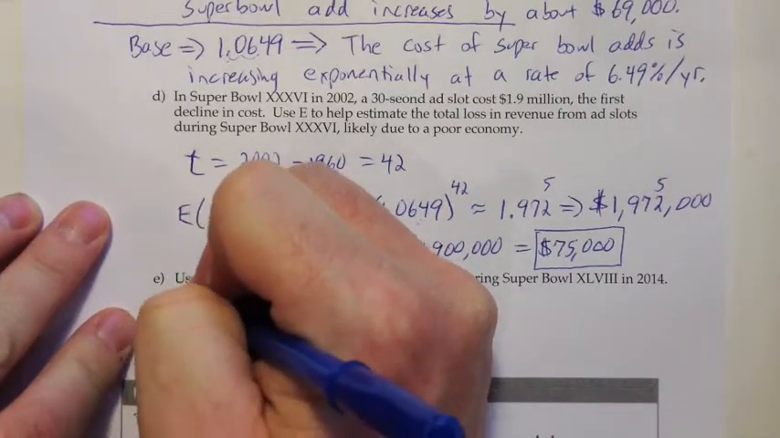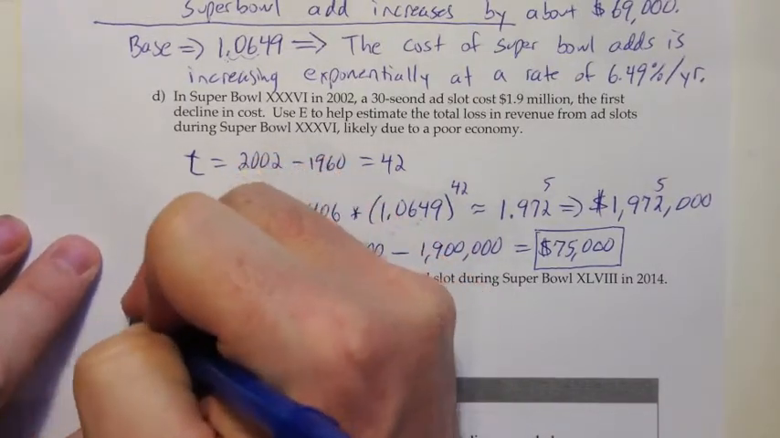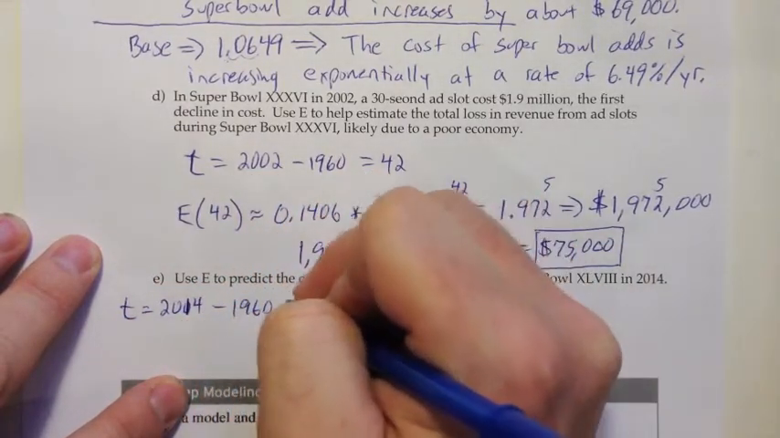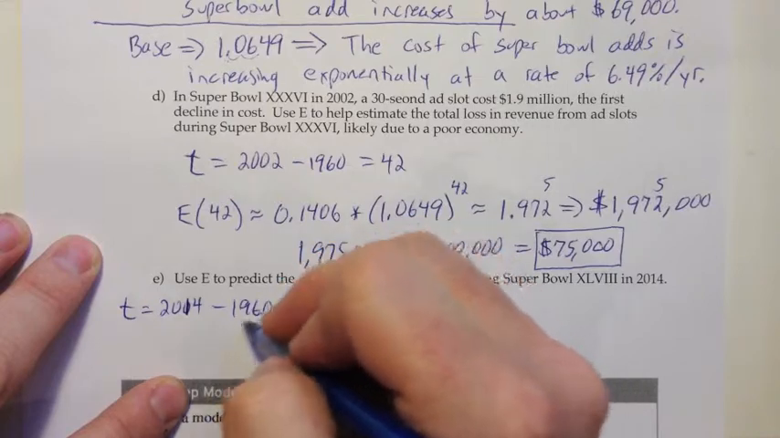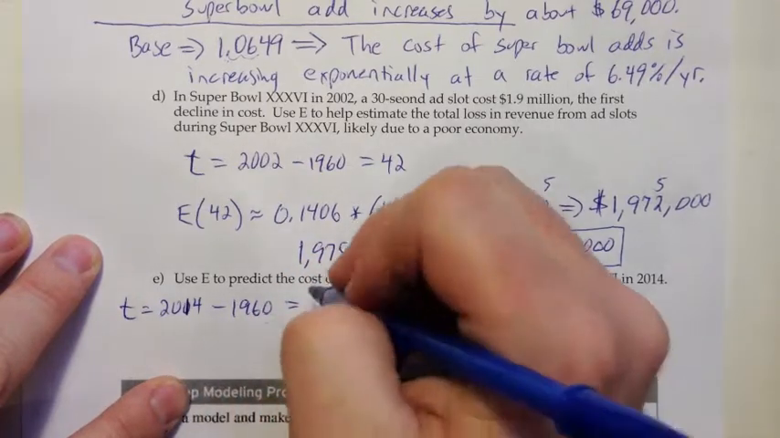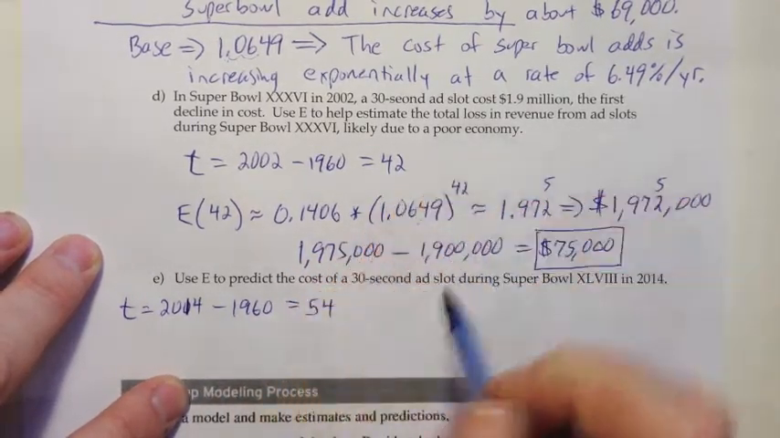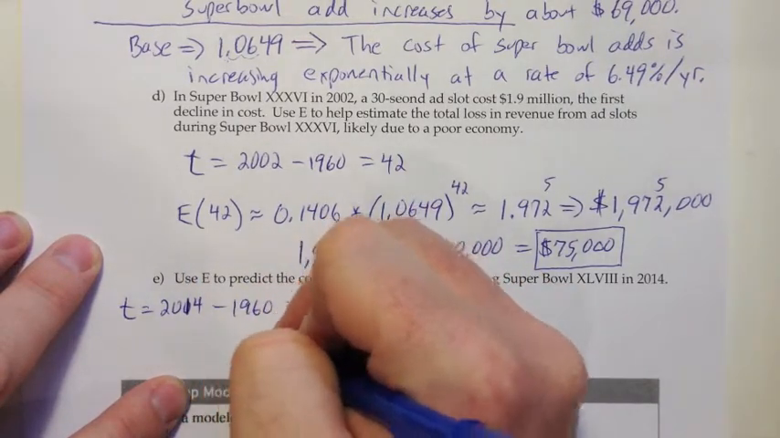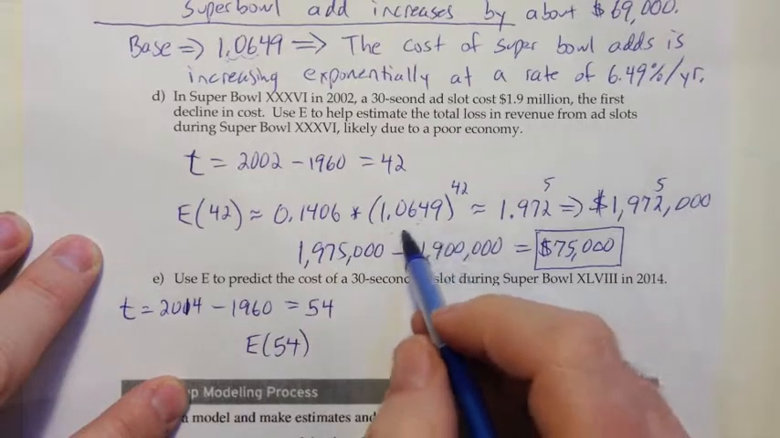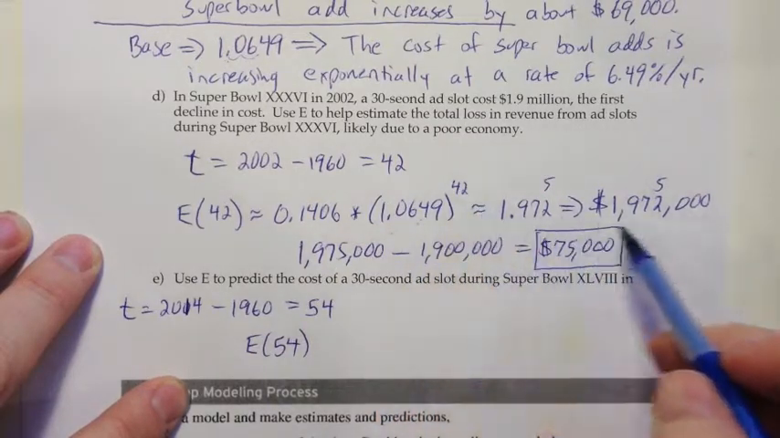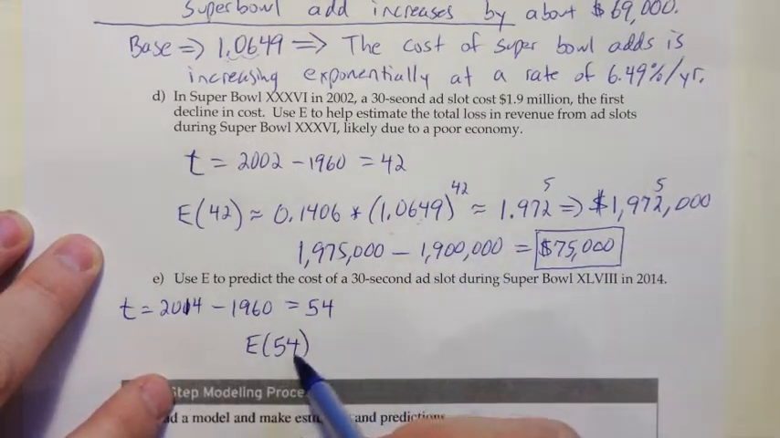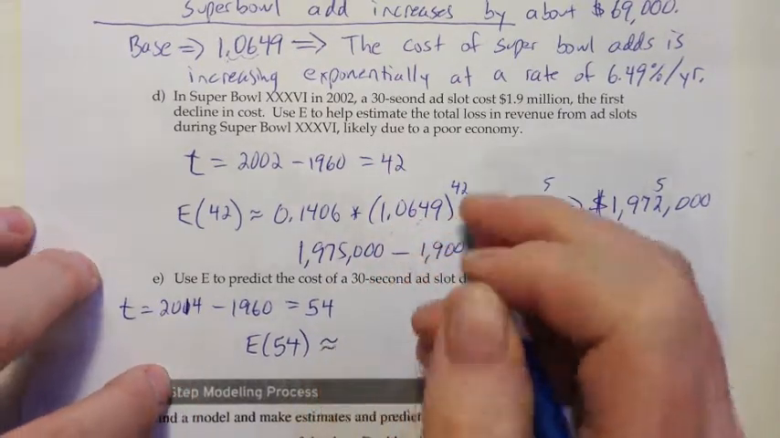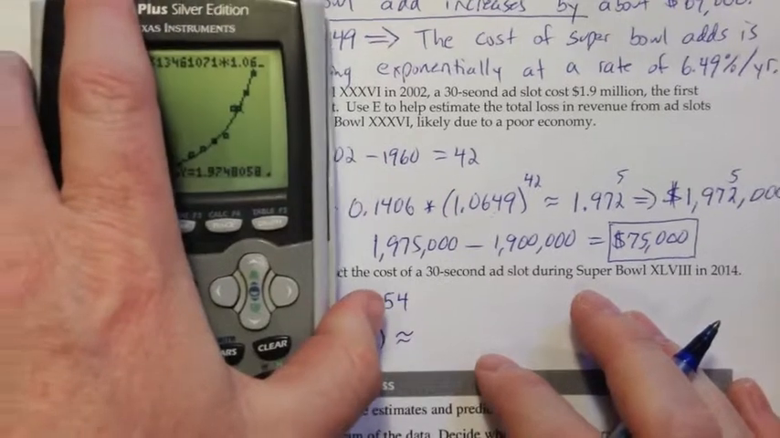So first of all, I want to figure out T. So T would be 2014 minus 1960, which was our kind of clock year for this problem, and we subtract that, we get 54. So I'd want to do the same thing, do E of 54. But I just showed you that if I raise this rounded version to the 42nd, it brings in error. So even worse if you raise it to the 54th power. So I'm going to go ahead and just do this one using the stored version.